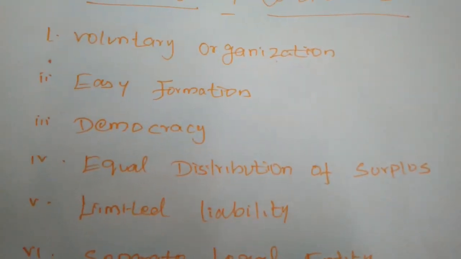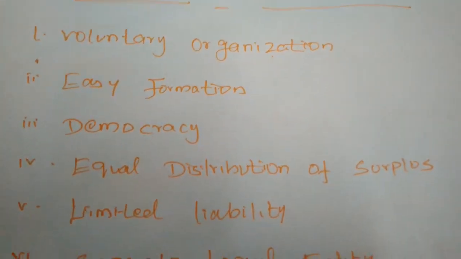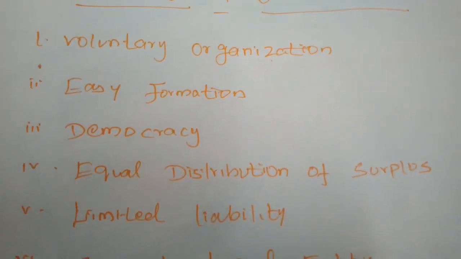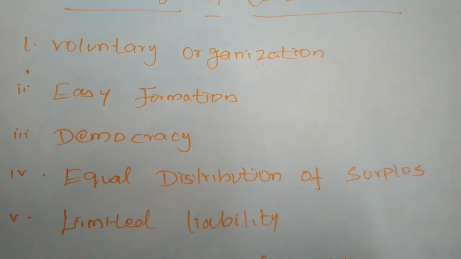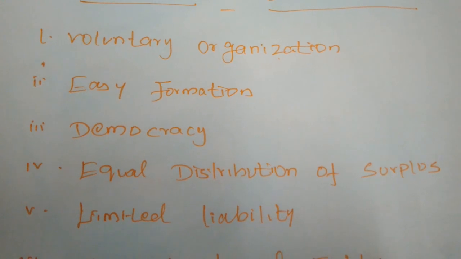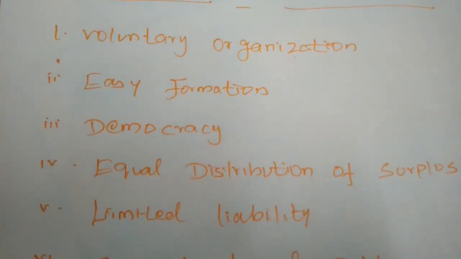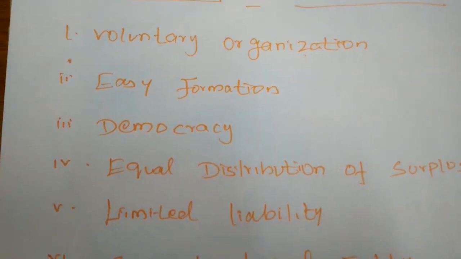Next, easy formation. Cooperatives can be formed very easily when compared to a company. Any 25 members who have attained majority can join together and form a cooperative organization. There are no major legal barriers.